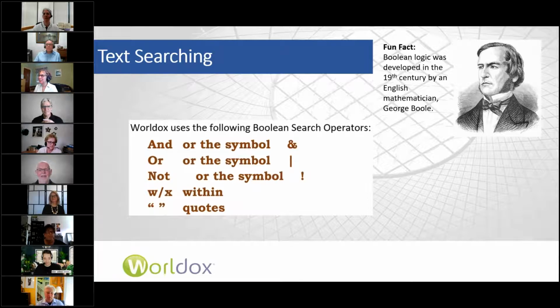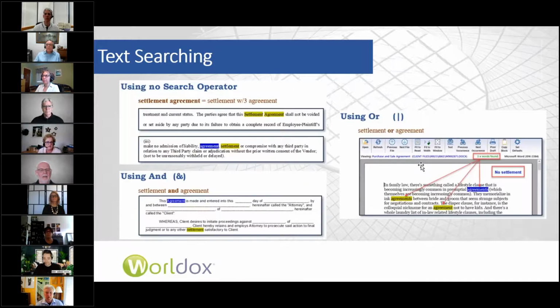Okay. So, also, just in case you don't know, you do not have to type out the words and, or, not. You can use the symbols: the ampersand for and, or is the pipe symbol, and that is generally a shift and it's above your enter key, and then not is the exclamation point. Within is still W/X, and then quotes, we'll put those around a phrase. You could go to the next slide, please.